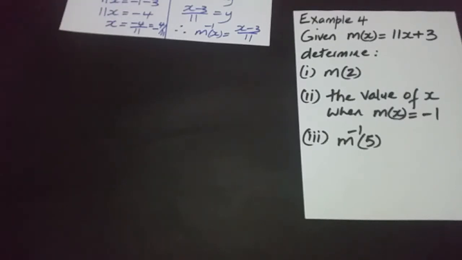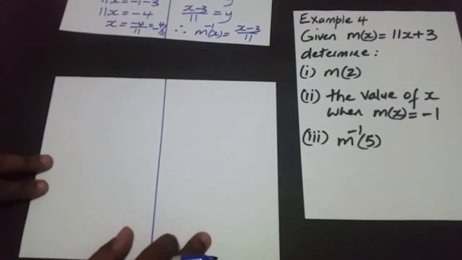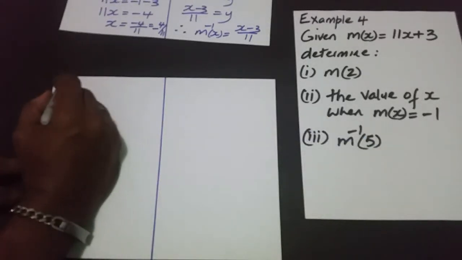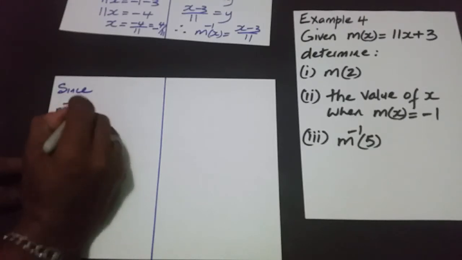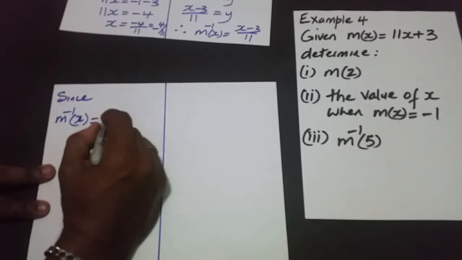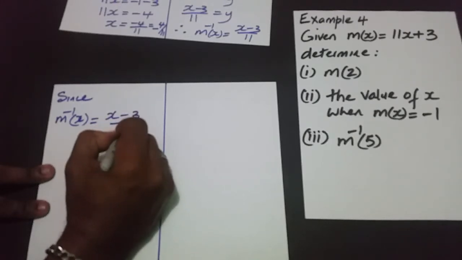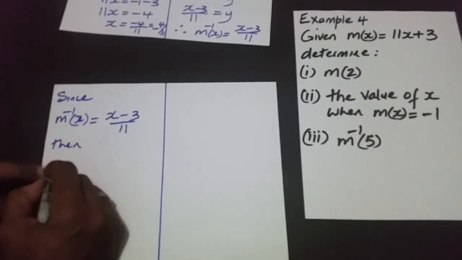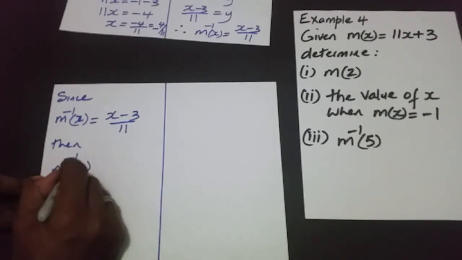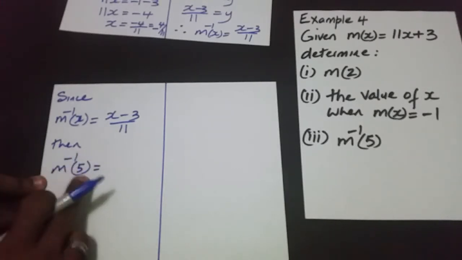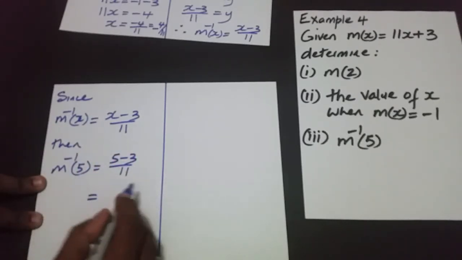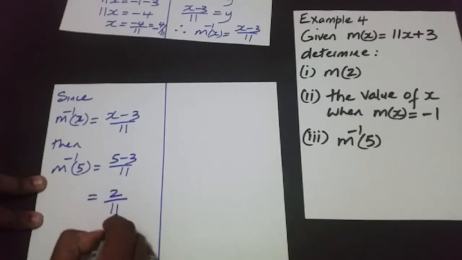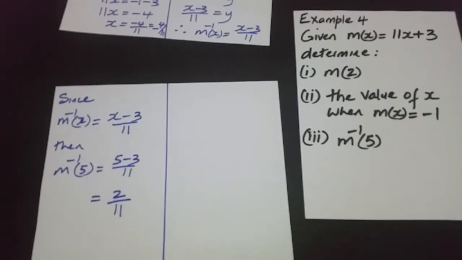So to answer what they're asking for, since the inverse of m of x is equal to x minus 3 over 11, then the inverse of m of 5 simply means wherever x is in the inverse, we're going to put 5. So 5 minus 3 over 11. So the inverse of m of 5 therefore is going to be 2 over 11. And that is going to be the solution to example 4.